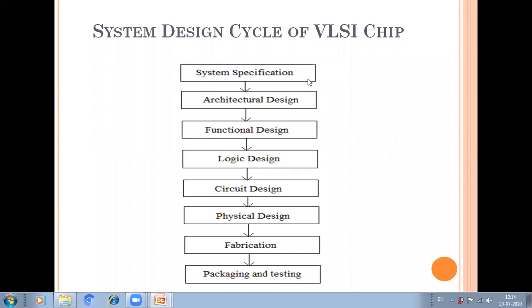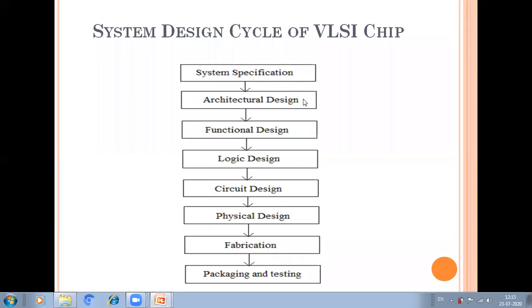So in this stage, the factors to be considered are the performance, functionality, and physical dimension, that is the size of the chip. So these factors are to be considered in the system specification. Next is the architectural design.